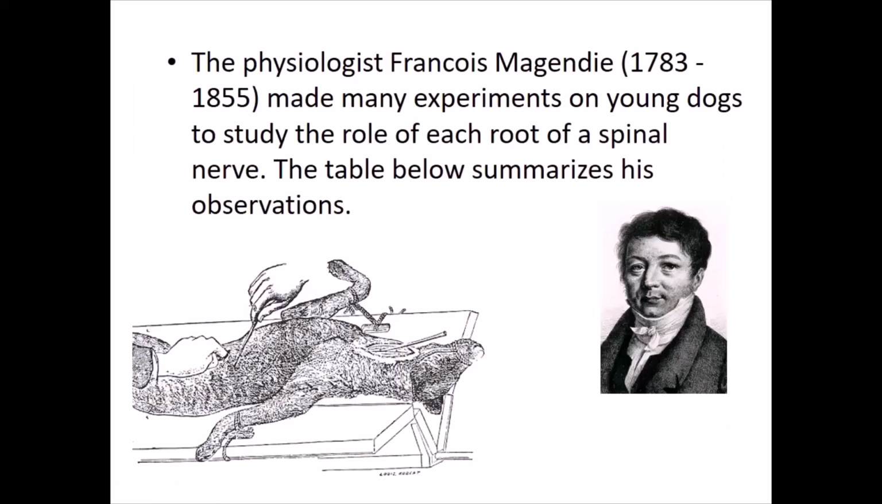Alright, so now we're going to try to discover the pathway of the nervous message through the spinal cord and its branches and its roots. So to do that, we're going to use the experiments done by the physiologist Francois Magendie, which you see here in the photo. Mr. Magendie performed several experiments on dogs, al-kalb, as you can see here. So we're going to have a small simulation of these experiments.